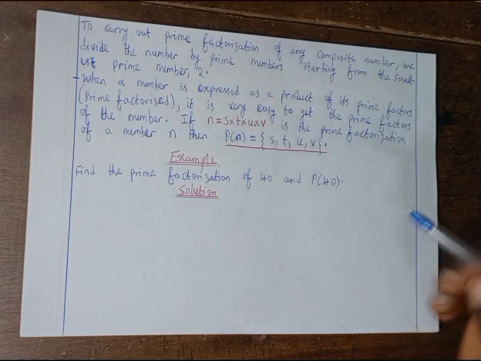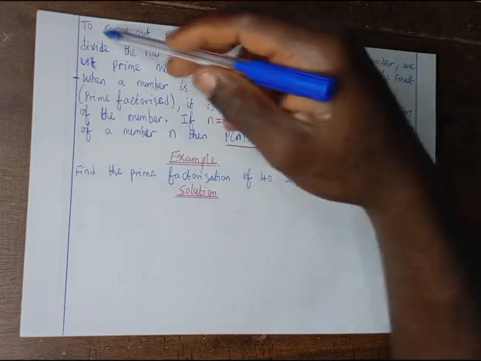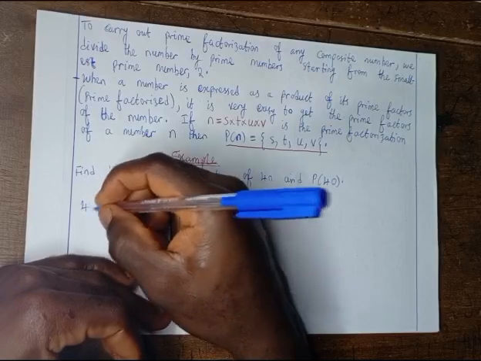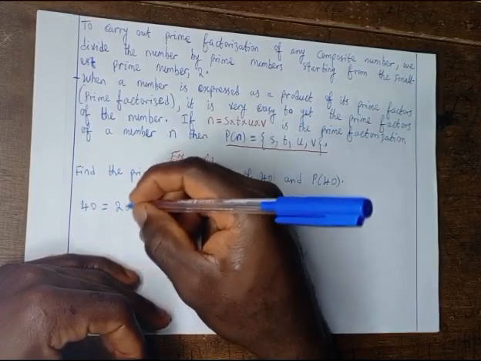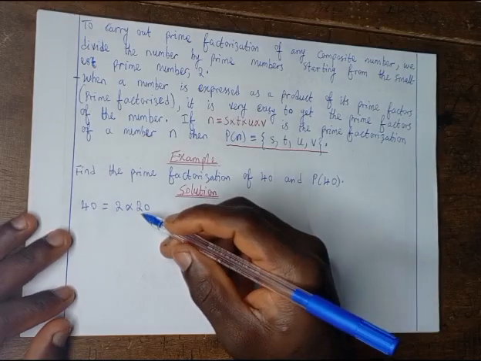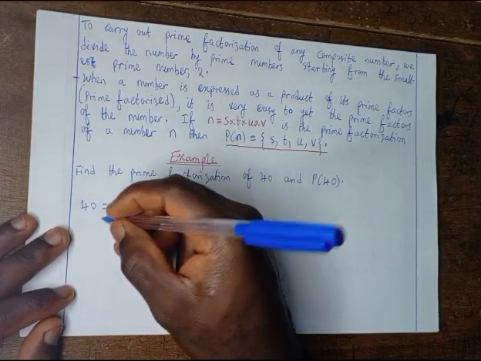First, we are going to start by dividing the number 40 by the smallest prime number, which is 2. 40 divided by 2 gives us 20. That means we can express 40 as 2 times 20. Next, 20 is a composite number. If we divide 20 by 2, it gives us 10.